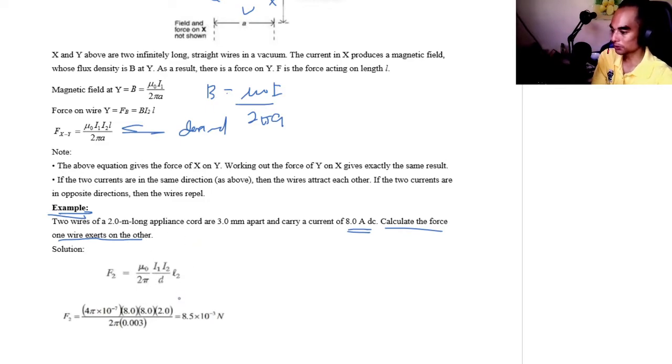It says 2 meters long, and then 3 mm apart. The current is 8 A for both of them, and this is the μ0, and then 2π is a constant. Then you have 8.5 times 10 to the power negative 3 newton. So there will be 8.5.